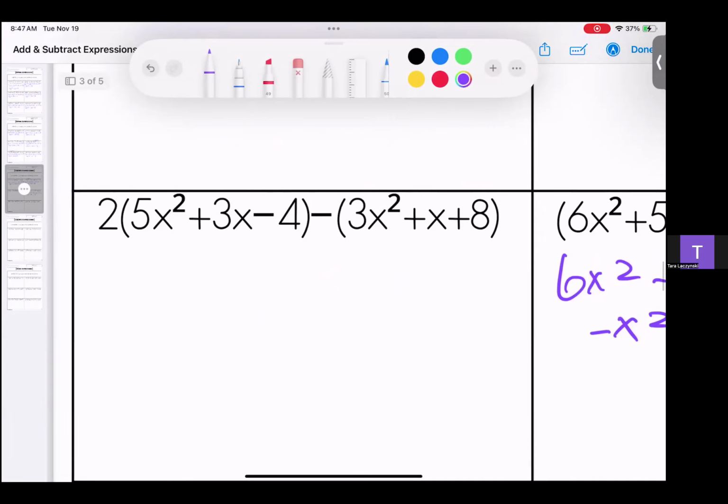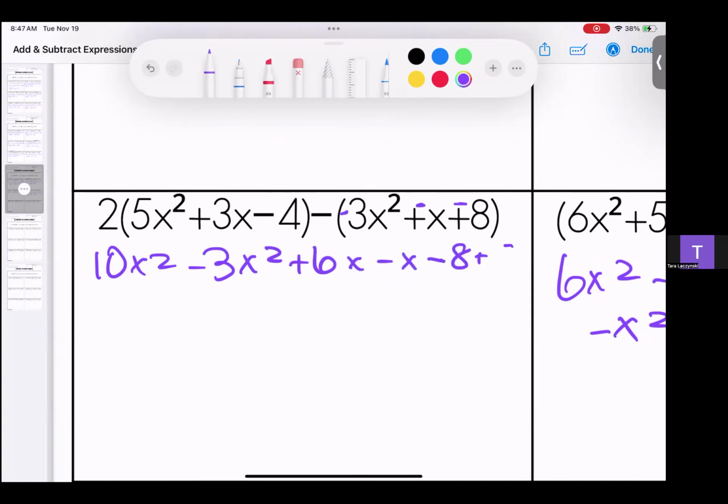Over here, sharing 10x squared. I'm going to bop these signs as well. They all become negative. 6x, 8. All right, we are good there. Okay, so we have 7x squared plus 5x plus negative 16.